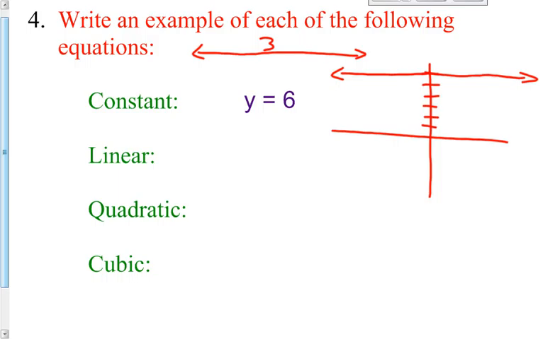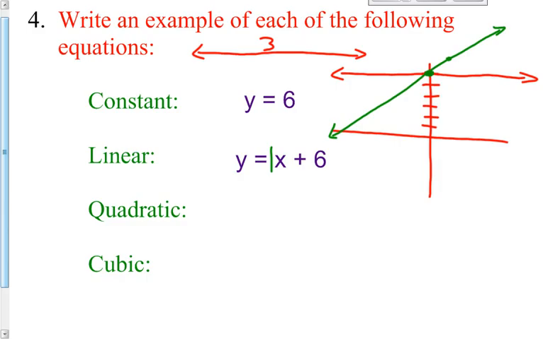There's our constant function. Our linear function is our y equals mx plus b type lines. For an example, we're going to have y equals x plus 6. So this is where we're going to have a y-intercept of 6, and then it's going to have a slope of 1, rise of 1, and a run of 1. So our slope is going to look like this. So there's our line.